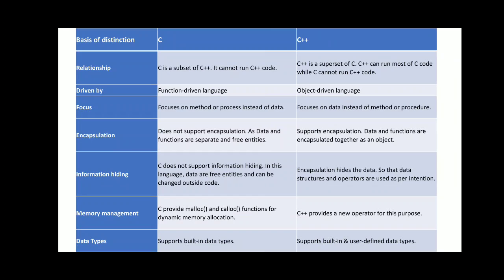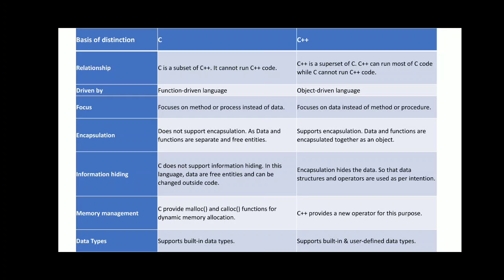C focuses on methods or processes instead of data, but C++ focuses on data instead of methods or procedures. Encapsulation: C does not allow encapsulation. Encapsulation is the wrapping up of data, whereas C++ supports encapsulation. Data hiding or information hiding: C does not support information hiding.